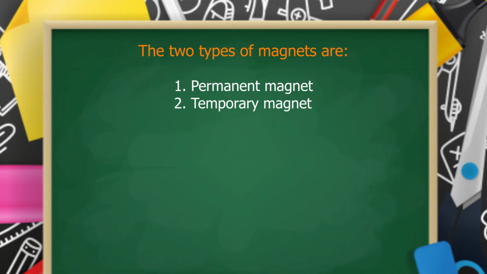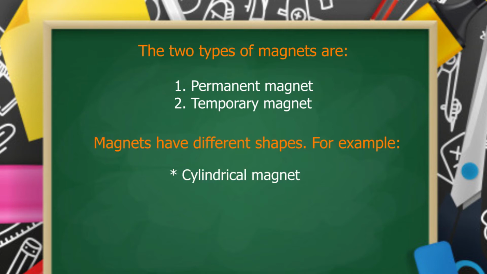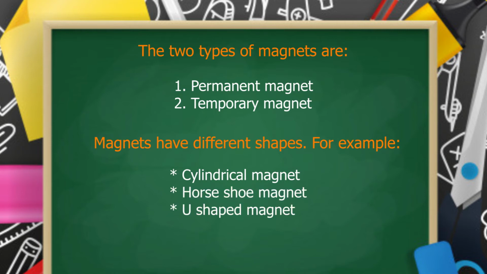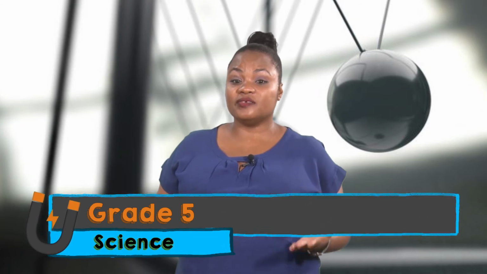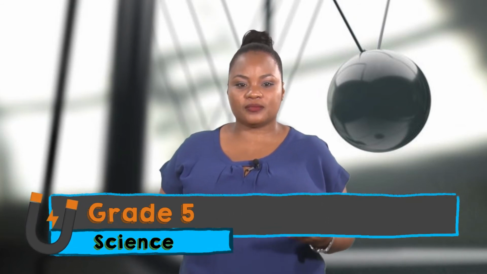The two types of magnets are permanent magnets and temporary magnets. Magnets have different shapes. For example, the cylindrical magnet, the horseshoe magnet, the U-shaped magnet, and the rectangular magnet. Yes, magnets have different shapes.